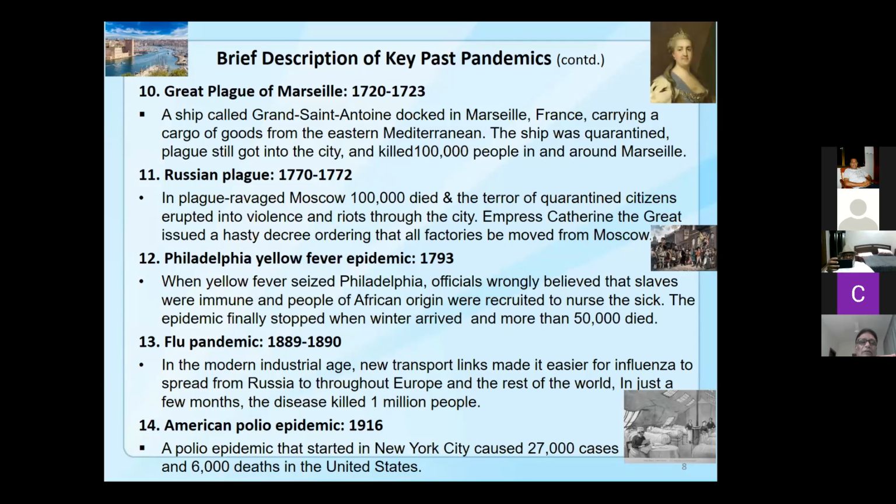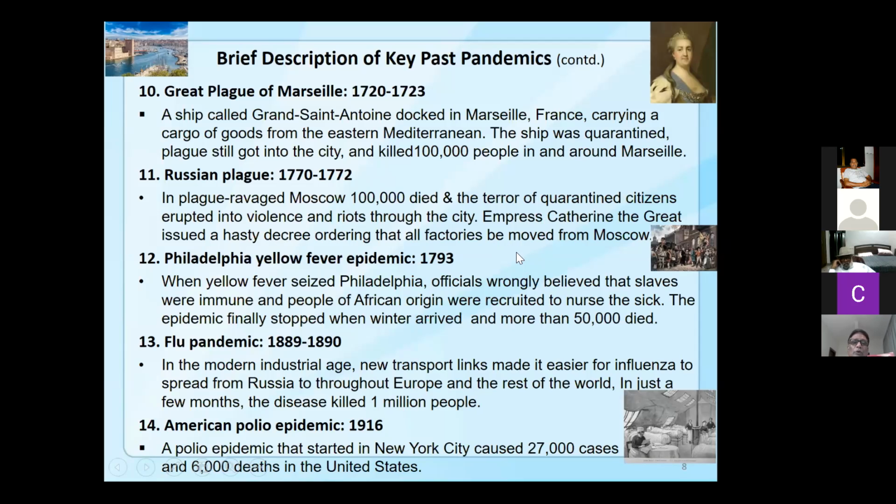Then we have the Russian plague, which occurred between 1770-72. In plague-ravaged Moscow, 100,000 died. The terror of quarantined citizens erupted into violence and riots throughout the city. So riots did happen hundreds of years back. Empress Catherine the Great, who was the Empress of Russia in those days, issued a hasty decree ordering that all factories be moved out of Moscow.